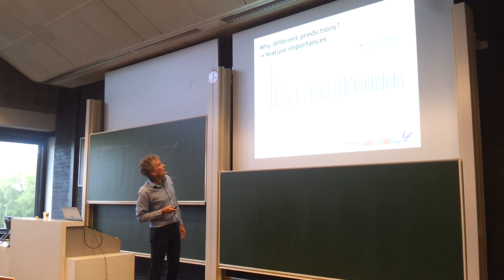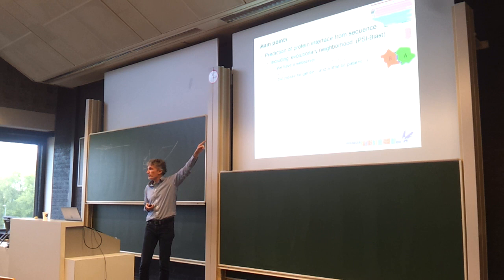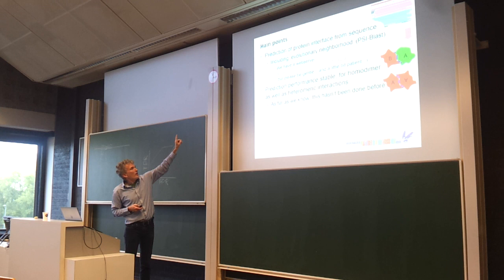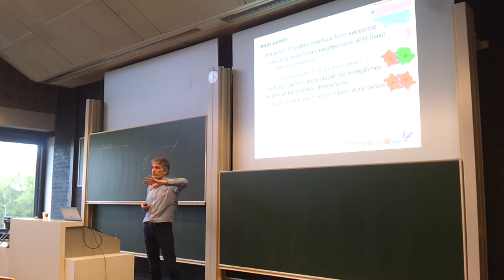Okay, so we can predict protein interaction from sequence. We include the evolutionary neighborhood. There's actually a web server, so if you want to try it out for your favorite protein, go ahead. It's not fast, but it works. It works for homodimers and heteromers. This hasn't been done before, at least as far as I could find in the literature. Most people just work on heteromeric interactions because they say that the homomeric interactions are too different. Well, not in our hands, but I don't know what we do differently.